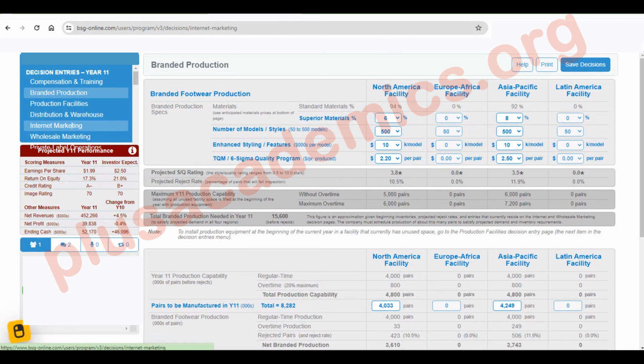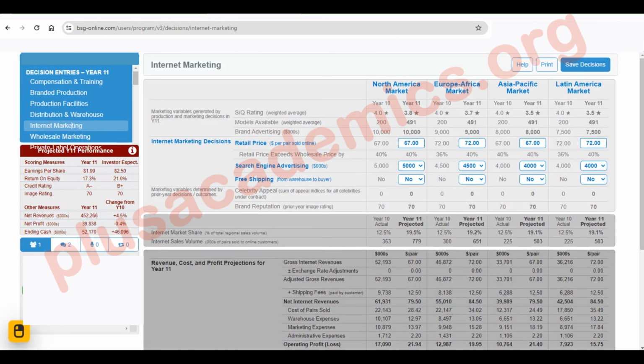So the next section for BSG game simulation is the internet marketing, and in this section we're going to make changes for search engine advertising. And you can see in North America we are increasing the budget to 11,000. That is still small, so let us make some further changes. Maybe we can go to 16,000 in North America. The same we can do in Europe, Africa. Let us try 16,000 also in Europe, Africa.